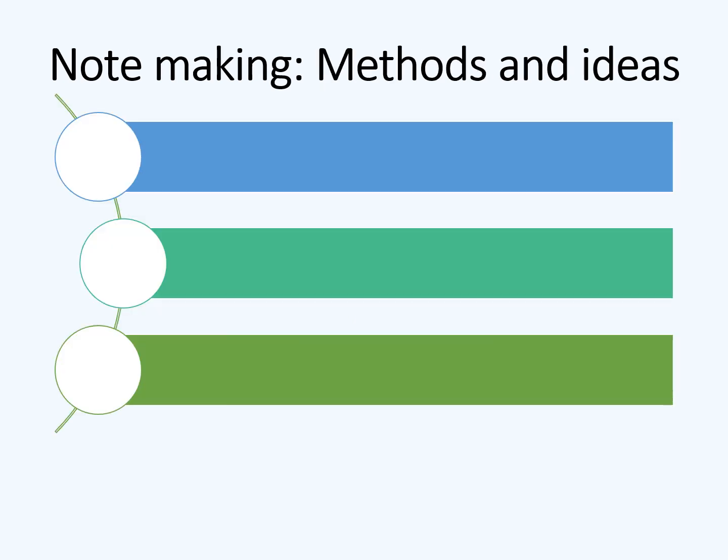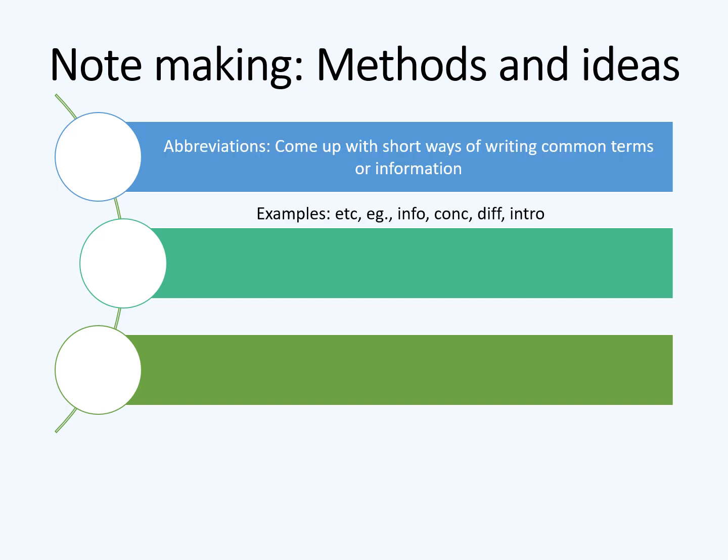There are lots of ways to write your notes. You will need to come up with a system that suits you. The important thing is to be consistent and to store your notes in a logical way so that you can find and understand them later when you need them. Many people use abbreviations to write quickly. You might come up with shorthand versions of key phrases or information you use on a regular basis.